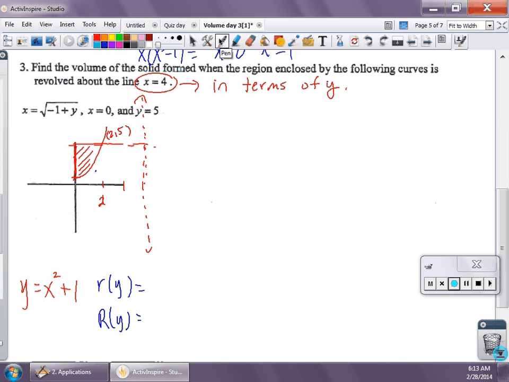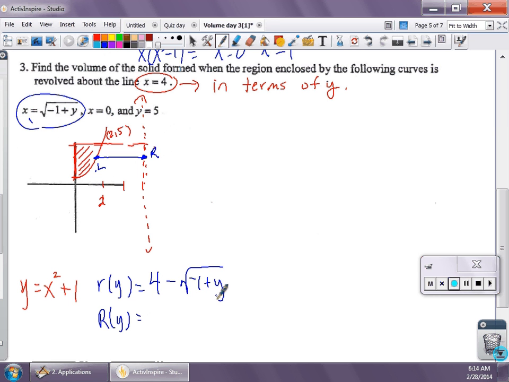Little r of y, keep hearing this, write it down, think about it, is the distance from the axis of revolution to the inside curve. So it's the length of that segment. So it's the rightmost point. The rightmost point is hitting 4 minus, in this case, since we're in terms of y, it's going to be the right endpoint minus the left endpoint. The left endpoint is sitting on the curve, but we have to be in terms of y. So it's going to be 4 minus the square root of negative 1 plus y.